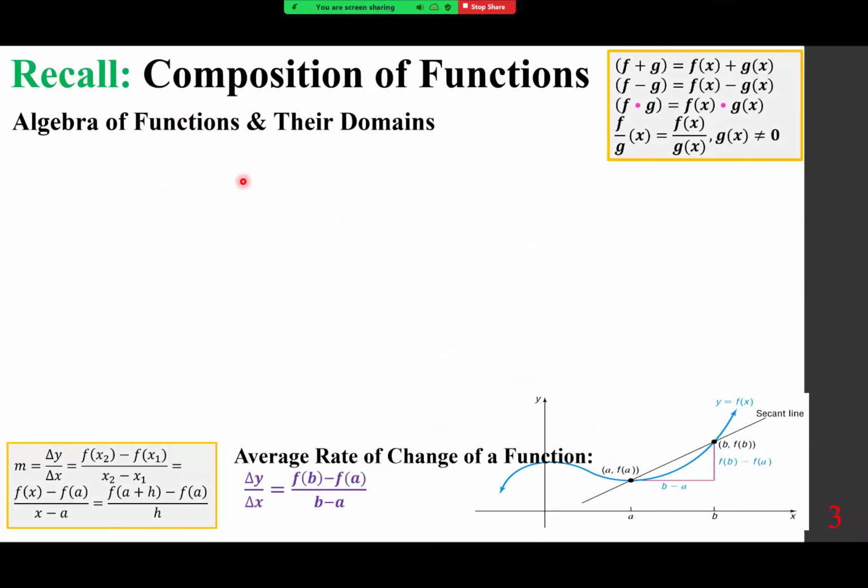Composition of functions. First, reminding you of the average rate of change, delta y over delta x, or f of x sub 2 minus f of x sub 1 over x sub 2 minus x sub 1. Then there are different ways of representing them. This is the algebra of functions: addition, subtraction, product, and quotient.